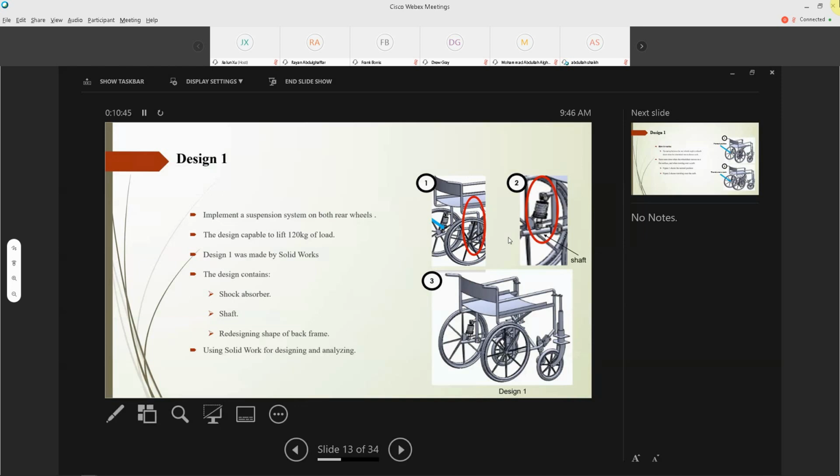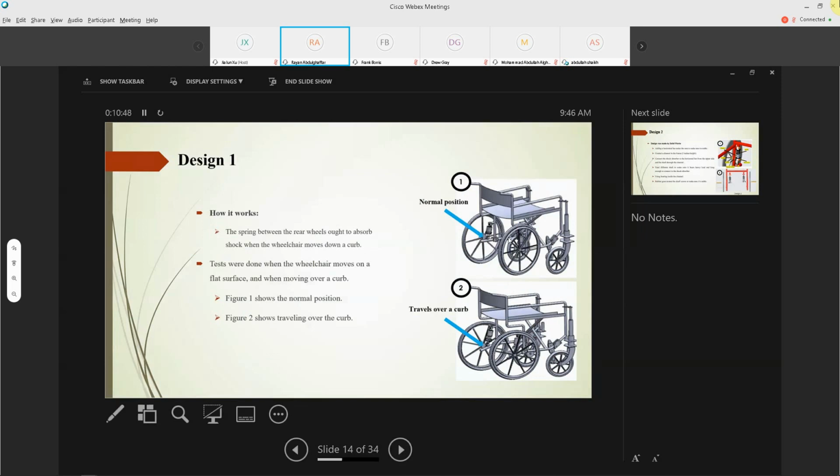So in the next slide, showing the two positions, the system works such that when the wheel leaves the upper surface to the lower surface, the wheel from the rear damping mechanism will make contact with the ground and support the weight of the mechanism until both wheels rest on the lower surface. At the same time, the shock absorber will absorb the shock.